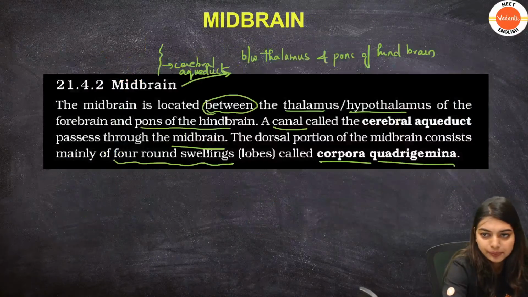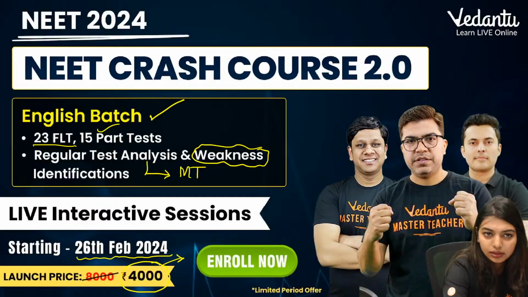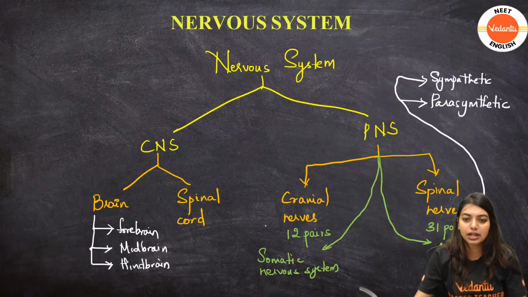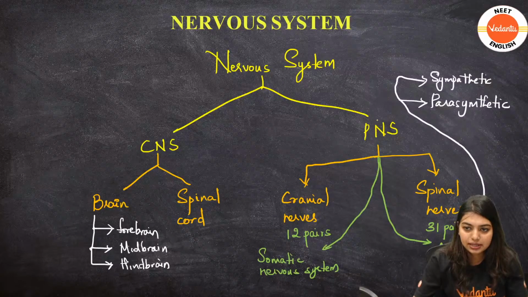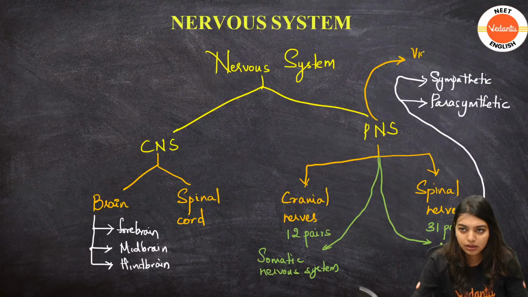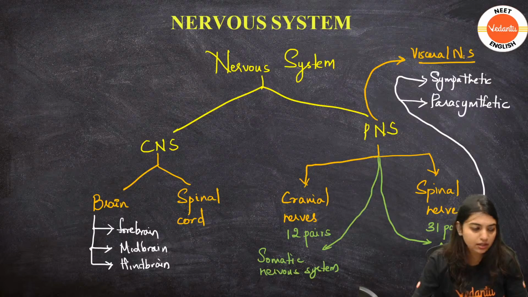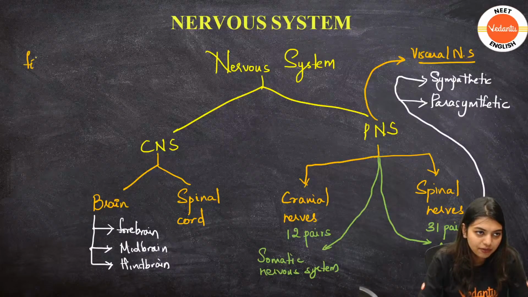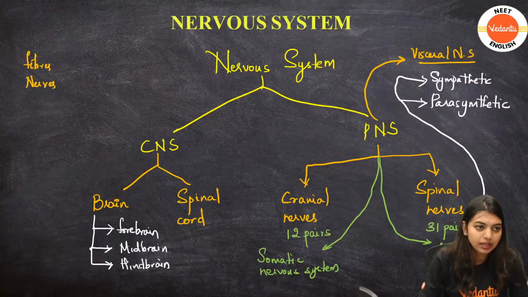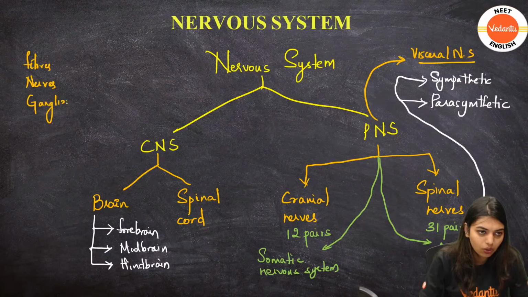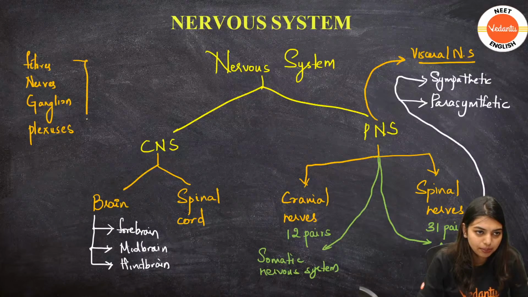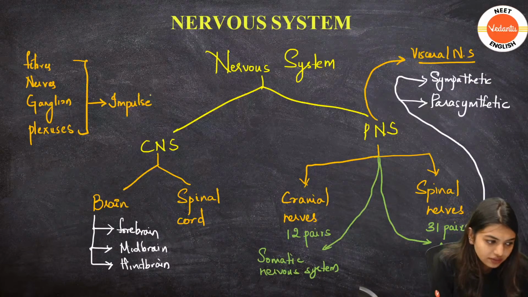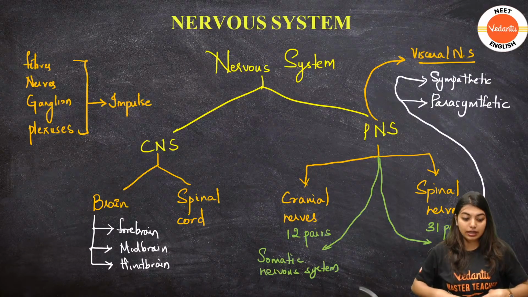Okay, so if you go to that slide here, to your PNS, they have mentioned that your PNS has the visceral nervous system, that is a part of the peripheral nervous system. That means, students, the nerves, fibers, and ganglions will be there. Fibers will be there, nerves will be there, ganglions will be there, and your plexus, all these by which the impulse will be passed. Impulse will be traveling from the central nervous system to the viscera. Okay, viscera, that is your inner organs, right?